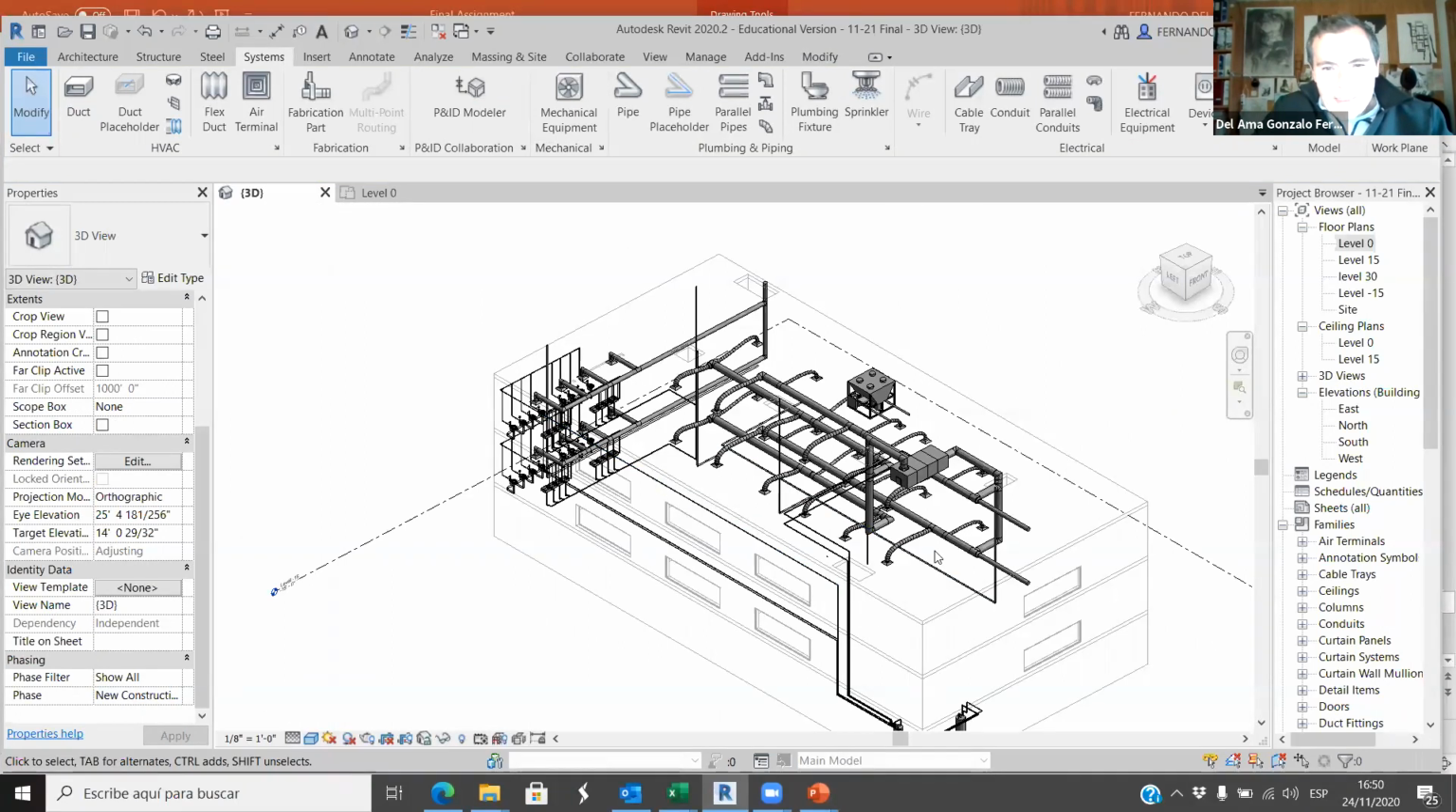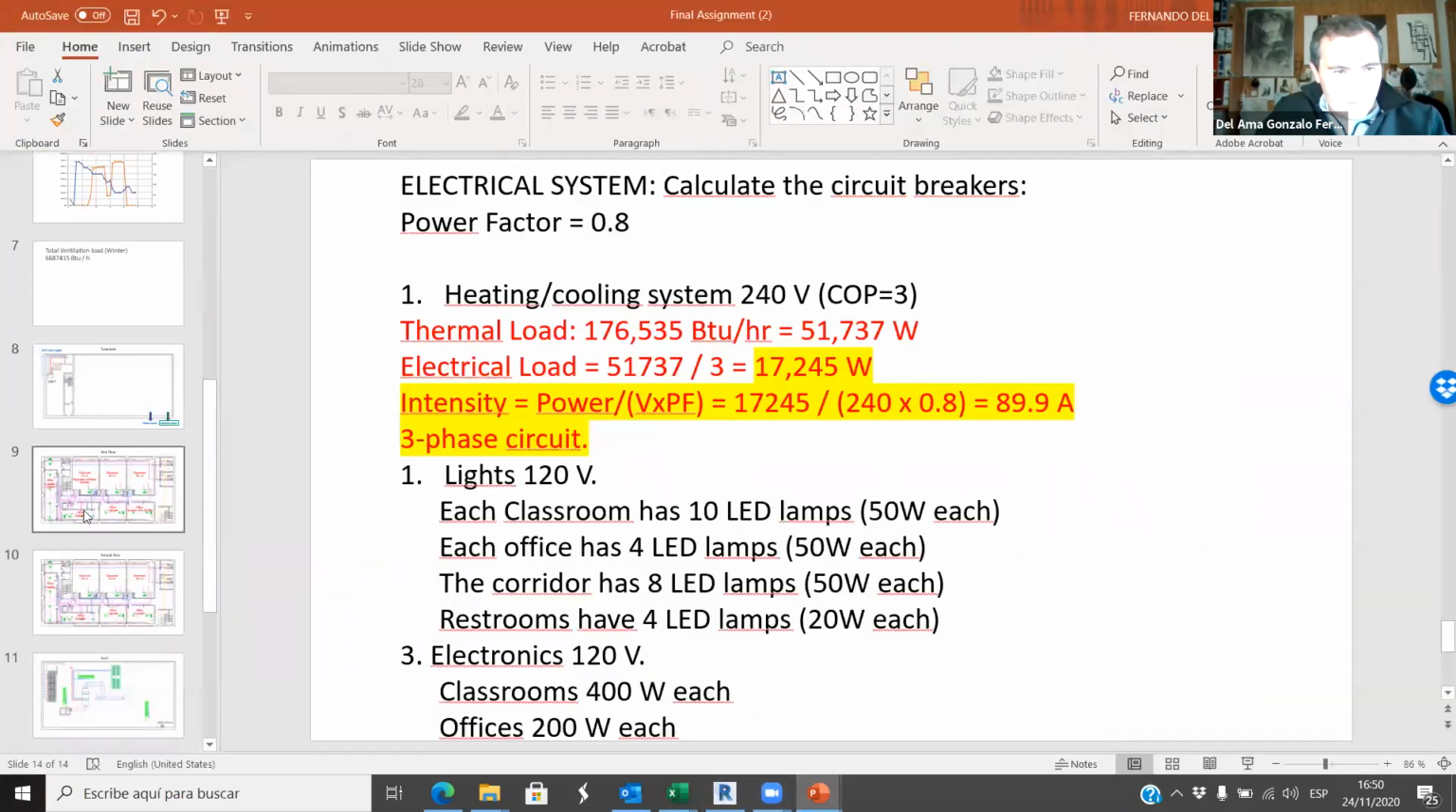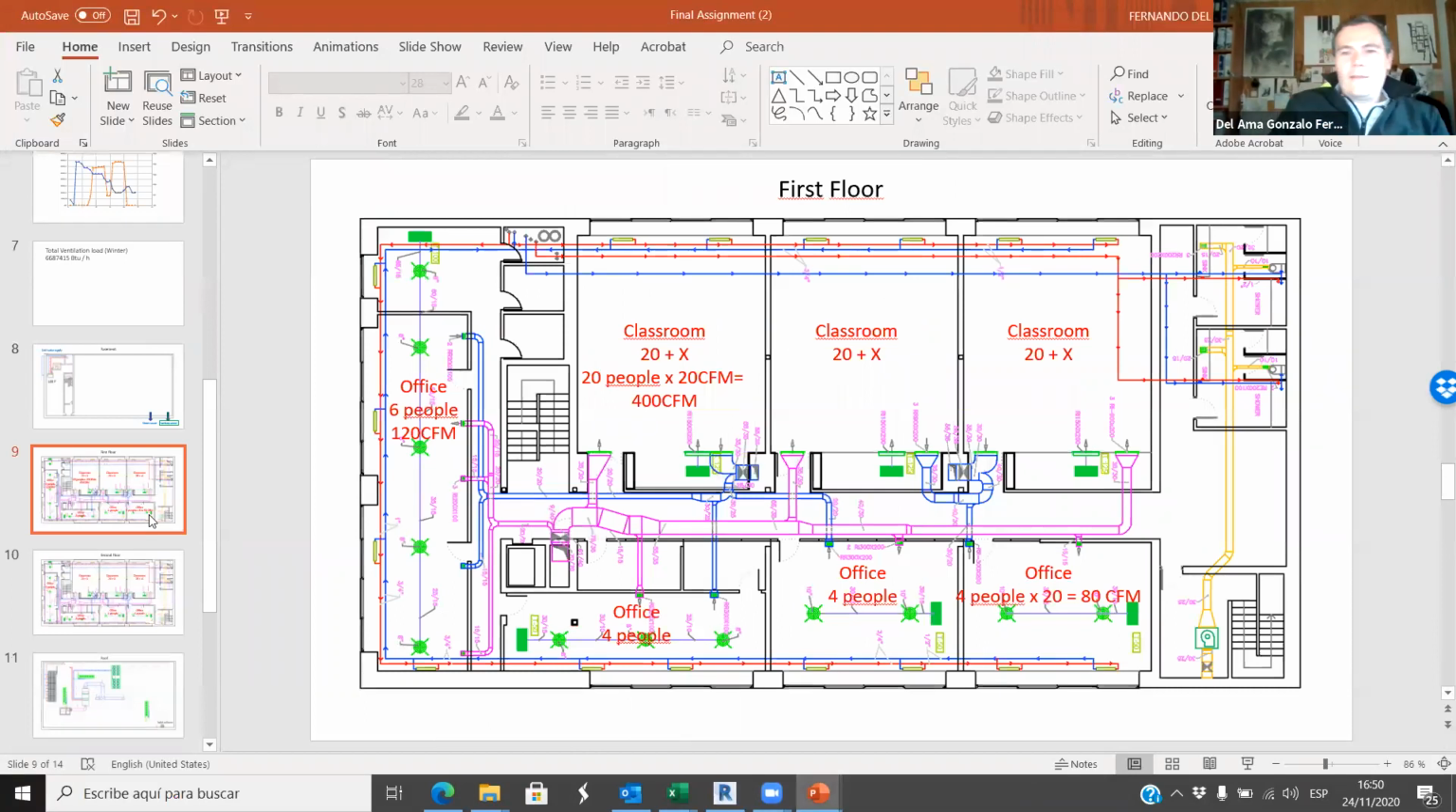Are we done with this? No, not yet, because we have to insert something else. I told you that we need to duplicate the system. Why?